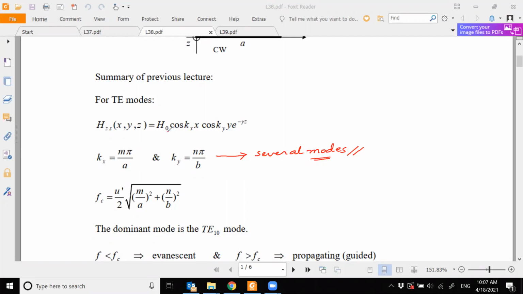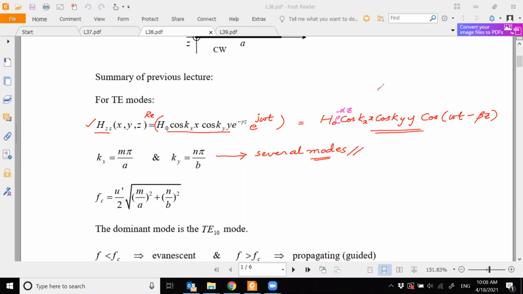And here, remember, this is still in the phasor notation. If you want the instantaneous form, you need to multiply by e to the power j omega t and take the real part. So this can be equal to H naught cos kx x cos ky y cos of omega t minus beta z. Oh, sorry, not beta, since it is gamma. So let me correct it. You will have e to the power minus gamma z, so it will be beta z, and then we will have the term e to the power minus alpha z. So this is the instantaneous form.